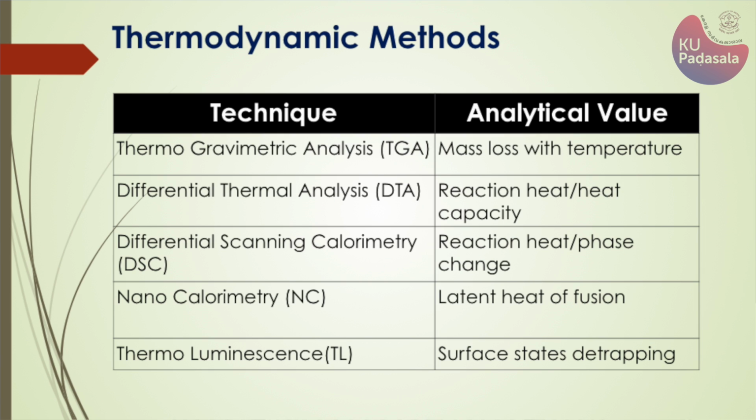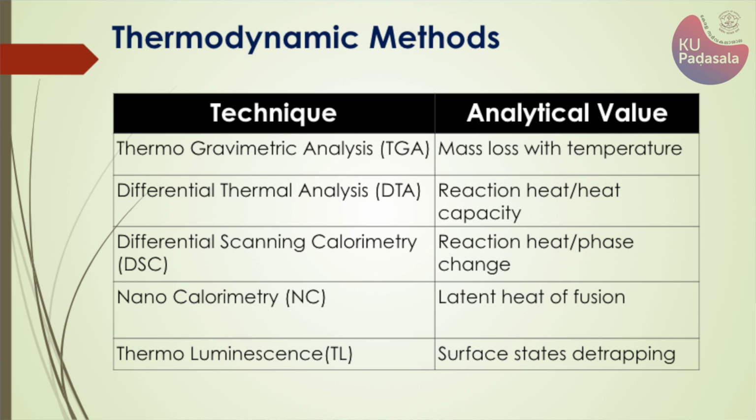Now, the last category, that is thermodynamic methods. In thermodynamic methods, we are measuring some thermodynamic properties like mass, free energy change, delta H, etc. Some popular thermodynamic methods are shown here. These include thermogravimetric analysis, denoted as TGA, which is used to find out the mass loss as a function of temperature. Another one, differential thermal analysis. The heat capacity, reaction heat, etc. can be measured by DTA.